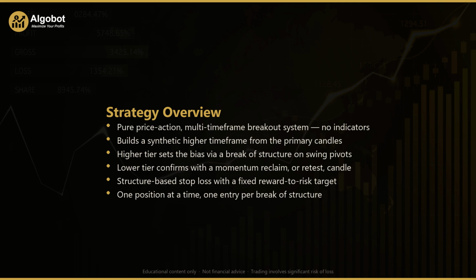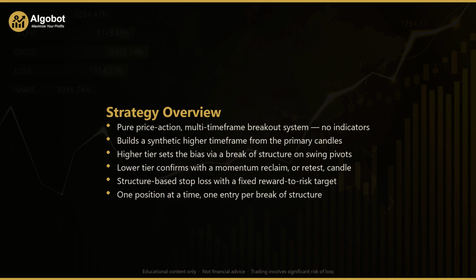Because the testing engine only feeds one time frame, the code aggregates a fixed number of primary candles, 12 by default, into a single synthetic higher time frame candle. On that higher time frame series, it tracks swing pivots and watches for a break of structure. When a higher time frame candle closes beyond the most recent opposing swing, the strategy establishes a directional bias, either long or short, and it remembers the exact level that was broken.